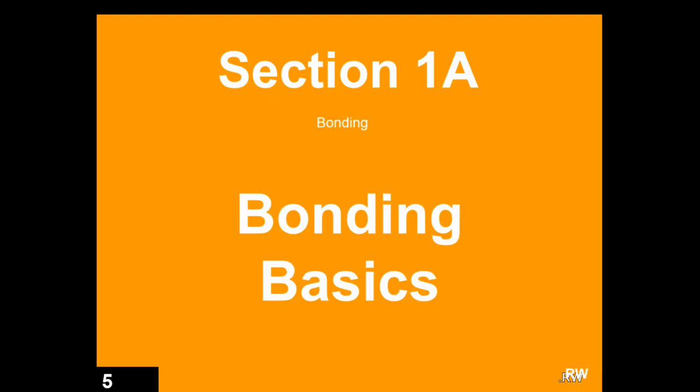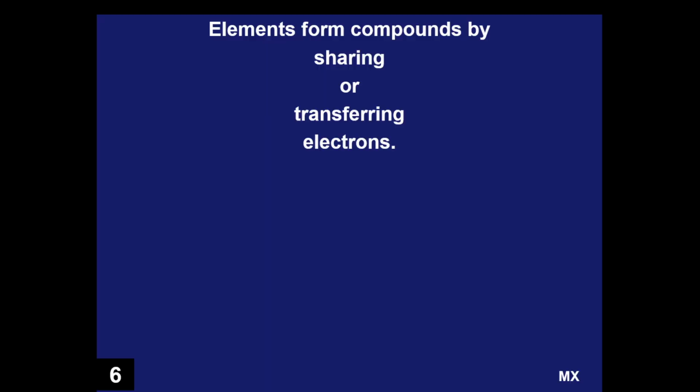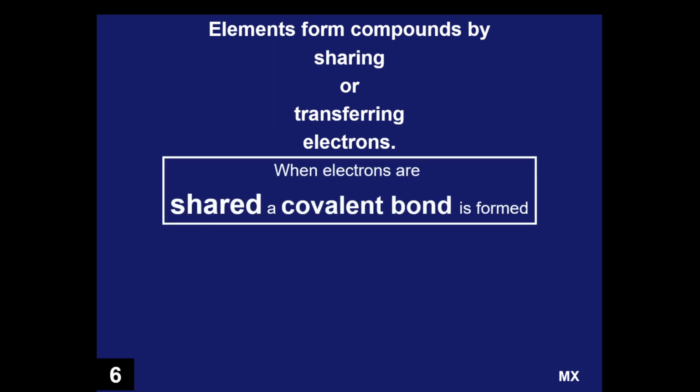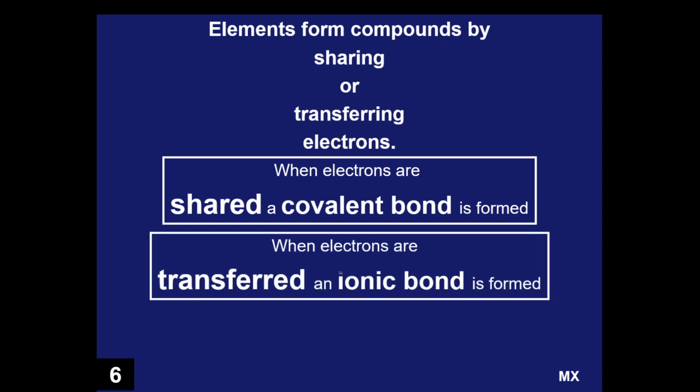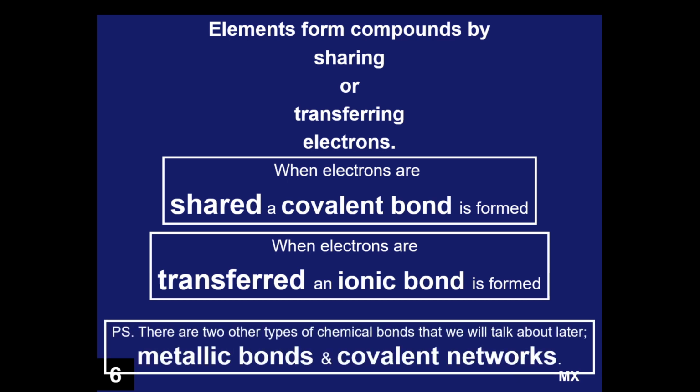Alright, so let's start with 1A, bonding basics. Okay, elements form compounds in a number of different ways. The first 2 ways we're going to look at is by sharing electrons or transferring electrons. So when electrons are shared, we call it a covalent bond. When electrons are transferred, they form an ionic bond. And there are 2 other main types that we'll talk about later, and that's metallic bonds and covalent networks.